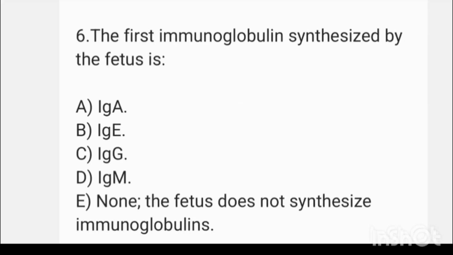Sixth question. The first immunoglobulin synthesized by the fetus is, options A. IgA, B. IgE, C. IgG, D. IgM, E. None. The fetus does not synthesize immunoglobulins. So, the question is the first immunoglobulin synthesized by the fetus, and the answer is option D. IgM. IgM is the first immunoglobulin synthesized by the fetus.